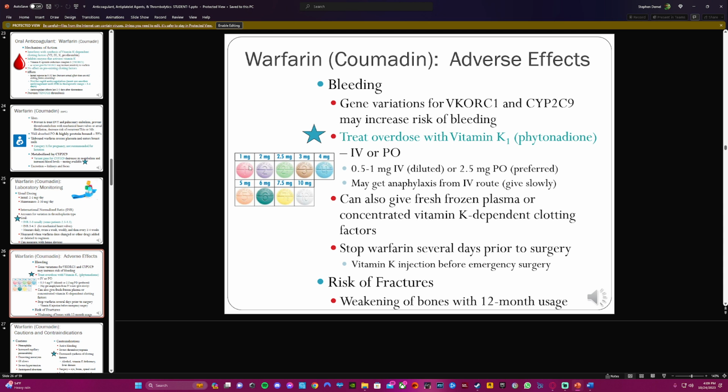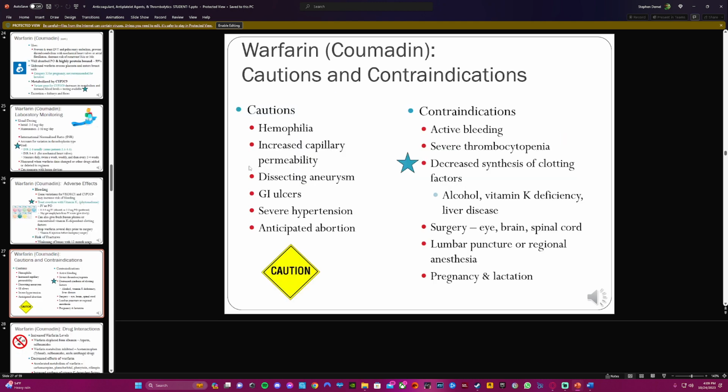It leaves bones weakened with 12 months usage. Warfarin cautions and contraindications. Cautions are going to be hemophilia, increased capillary permeability, dissecting aneurysm, GI ulcers, severe hypertension, and anticipated abortion. Contraindications are active bleeding, severe thrombocytopenia, decreased synthesis of clotting factors, and this will happen through alcohol, vitamin K deficiency, or liver disease.